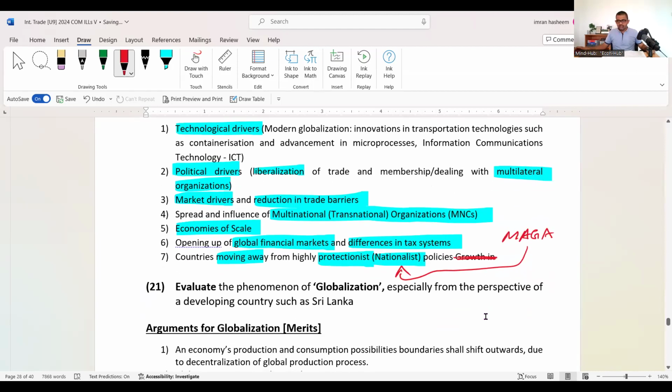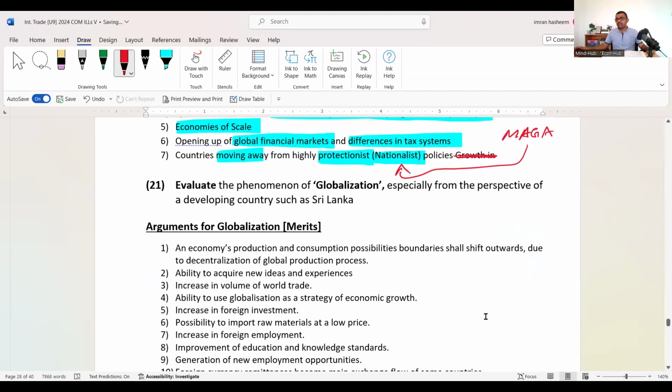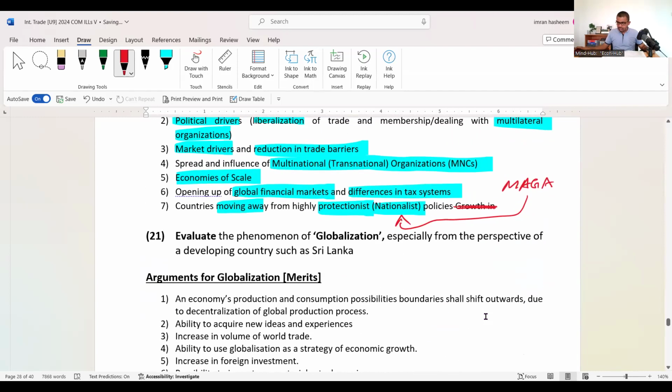Driving forces of globalization. Okay. Then evaluate. Before this part, I will go for the break now. After the break, we will look at the arguments for and against globalization. Then we will go into WTO, World Trade Organization. And then there are a few areas we have to cover, including economic integration. So with that, we will pause the first session.